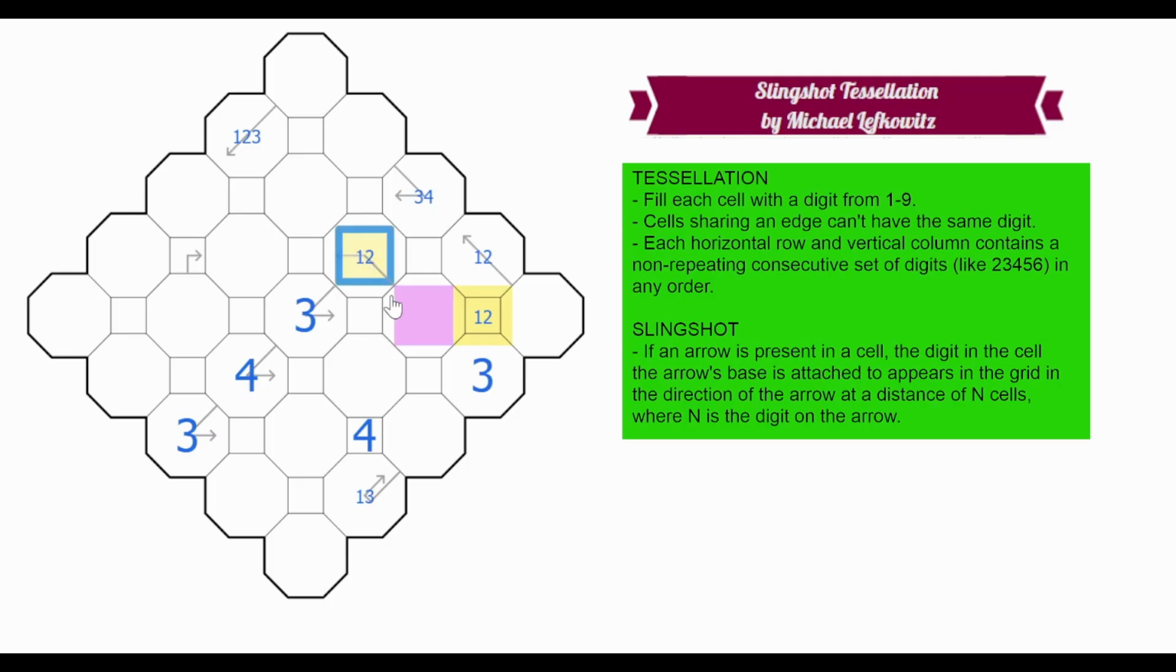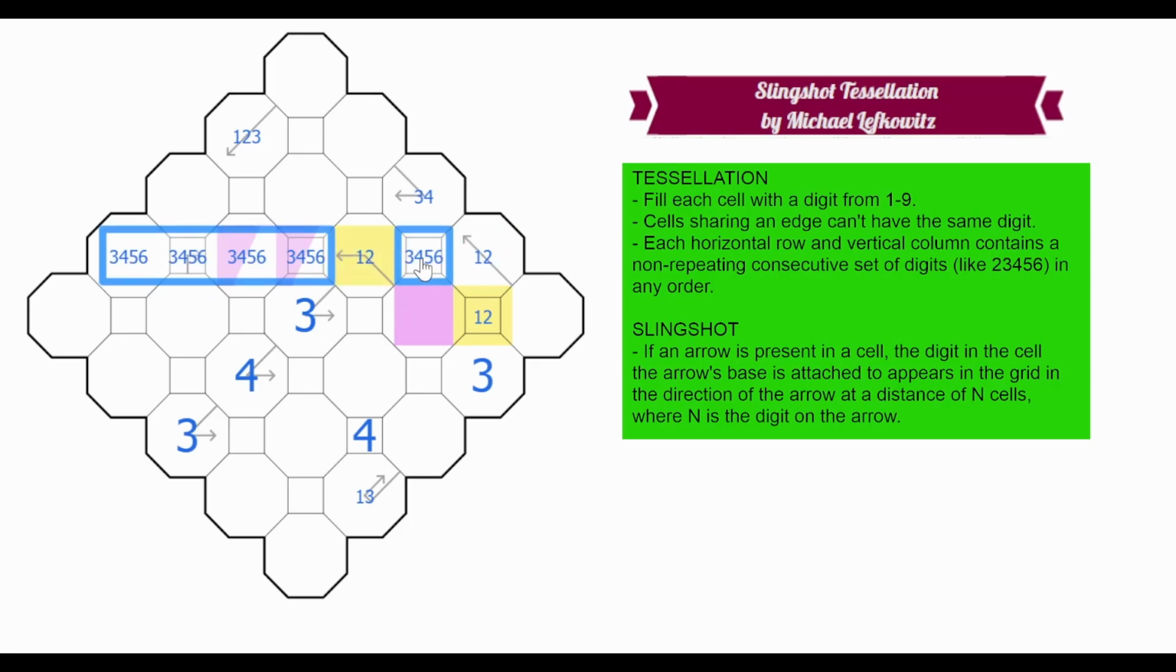Purple, because the 1, 2 has to be here. Also, we do have a 1, 2 pair. So we know there's a 1 in this row. So consecutive, everything is 1 up to 7. 1, 2, 3, 4, 5, 6, 7.